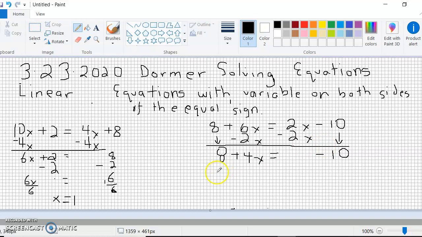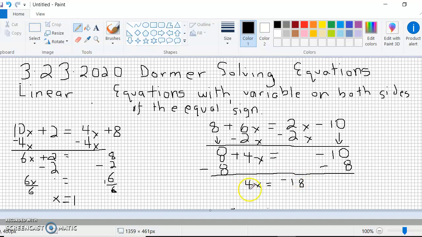Right? And so now I want to isolate my x. So this would be negative 8 over here, negative 8. This would be negative 8 over here, negative 8. Okay. If an underline works for you, go ahead and do that. Right? And so now I will have 4x on this side, 4x equals negative 18.